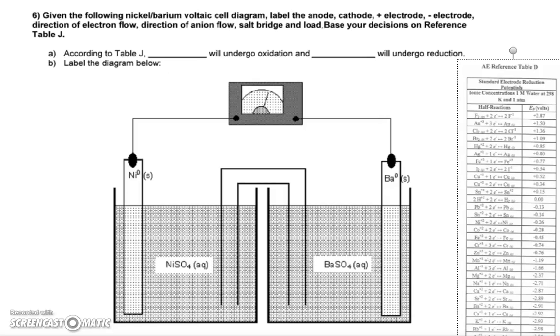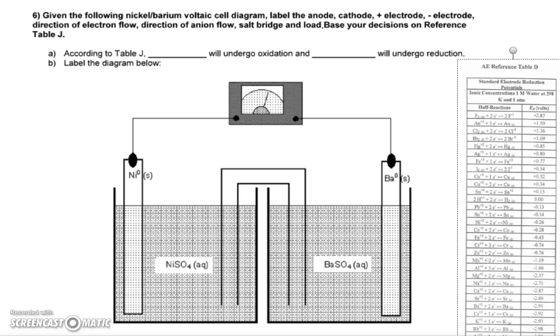So in this video lecture, we are going to label an electrochemical cell, or at least a diagram of an electrochemical cell. This is problem number 6 in problem set 12.2. The directions say, given the following nickel-barium voltaic cell diagram, label the anode, the cathode, positive electrode, negative electrode, the direction of electron flow, the direction of anion flow, the salt bridge, and the load. Base your decisions on reference table J.